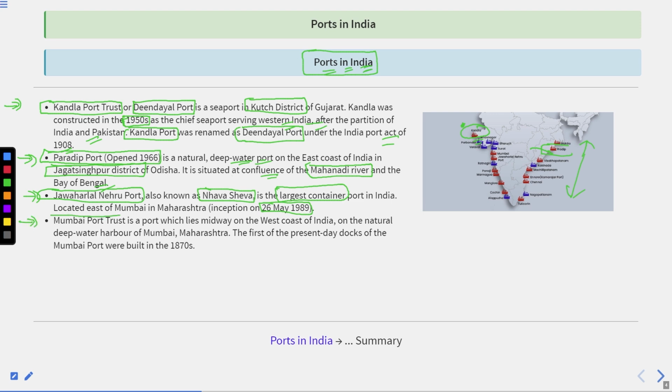Then we have the Mumbai Port Trust. The Mumbai Port Trust lies midway on the west coast of India, on the natural deep water harbour of Mumbai and Maharashtra. The first of the present day docks of the Mumbai port were built in the 1870s.